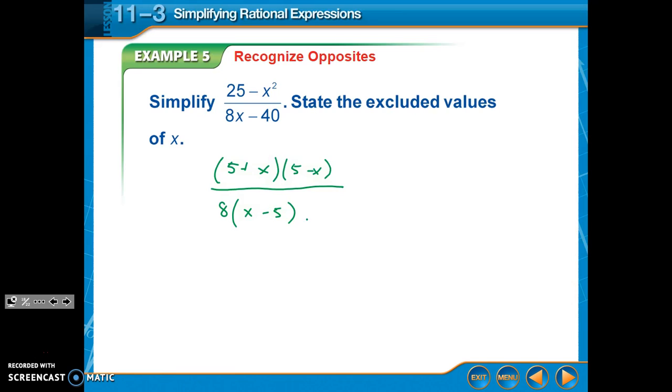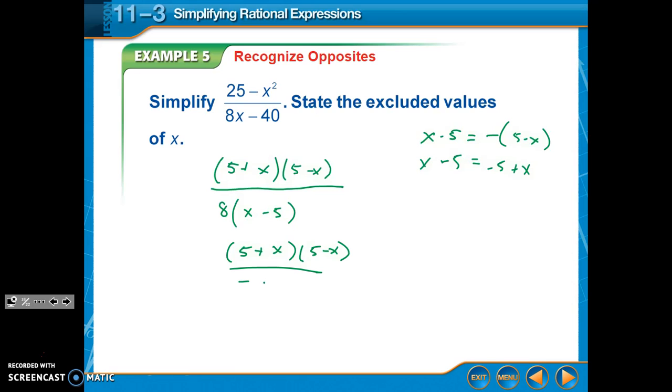Now, these don't necessarily cancel out because I have x minus 5 and 5 minus x. But I can say that x minus 5 is the same thing as negative 5 minus x. Right? Like if I distributed that negative through, I would get negative 5 plus x, which is the same thing as a positive x minus 5. Okay? So if ever I want to switch the order, I can switch it by putting a negative out front. So I can say this is 5 plus x times 5 minus x over negative 8 times 5 minus x.